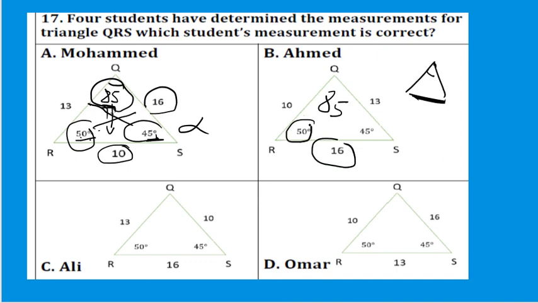Yes. And opposite to the 50, that is 13. Opposite to the 45, that is 10. Now in order: opposite to the 85 is the larger one, and then opposite to the 50 comes 13, okay. And finally, opposite to the 45 will be 10. So the answer is going to be B. Ahmed's measurement was correct.